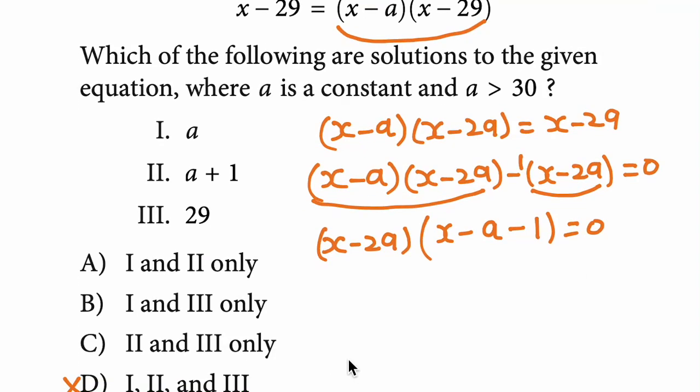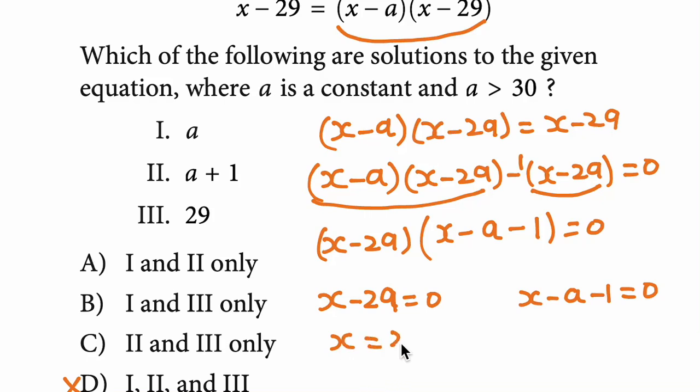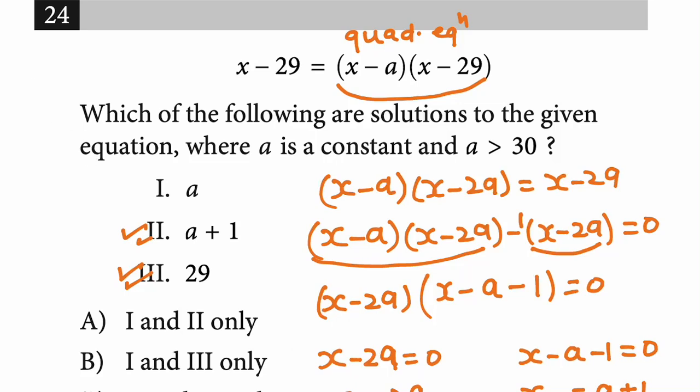Now let's put these two factors equal to 0 by the zero product property. So here x is equal to 29, third option, and adding a and 1 on both sides, x is equal to a plus 1, second. So second and third are the right options, right? Two solutions are there.